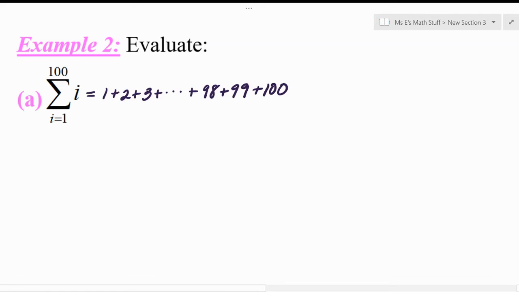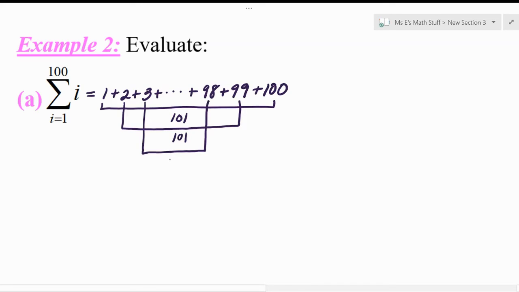So now that we've recognized that, there's a certain trick you can use on arithmetic sequences. Notice that if you take the first term and add it to the last term, what would you get? You'd get 101. And if you were to add the second term to the second to last term, what would you get? That's right, 101. And what if you added the third term to the third to the last term? You'd get 101 again.